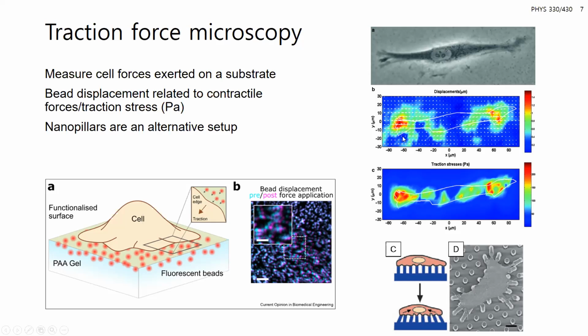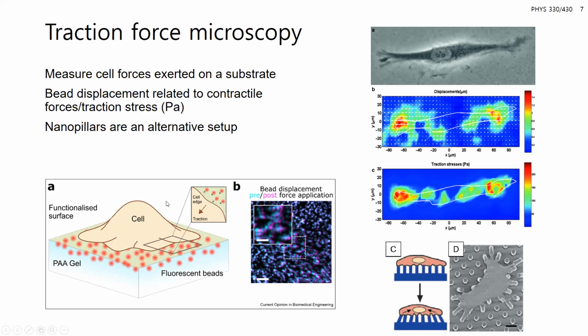So this is another heat map of displacement of beads, where this axis here is, I'm guessing, in microns, so how far the beads are moving. Then these red areas are where there's more force, just more displacement. And then you can use equations going from displacement to actual units of force in pascals here.